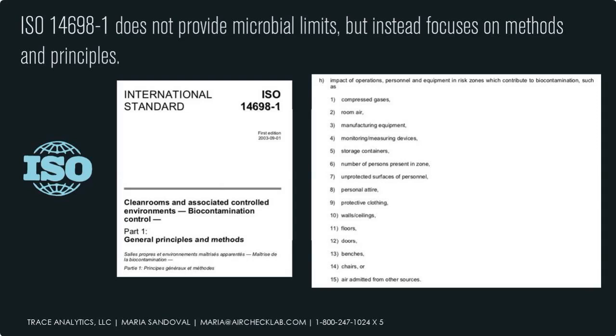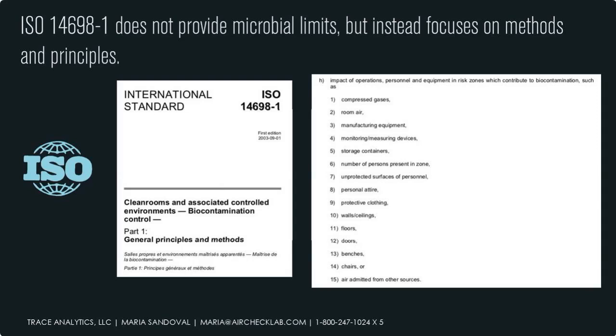If you are monitoring something, then that means you need to have control of that area, of that facility, of that point of use. That is a controlled environment. So it is okay to use 14698 as a guide to making whatever procedural monitoring system that you need. ISO is always here to be helpful as a guide. And if you want to lean on it, they have informative and normative procedures. So part one is the general principles and methods. It does not give you microbial limits, and we'll talk about why that is in a little bit.